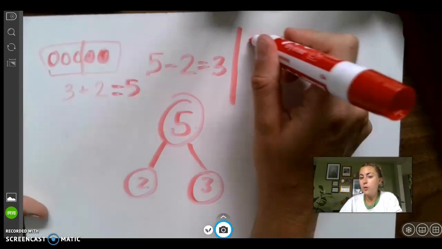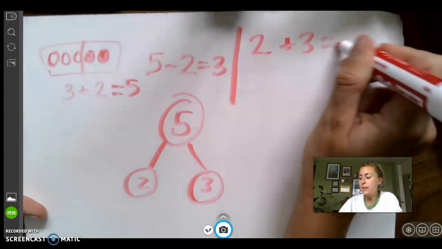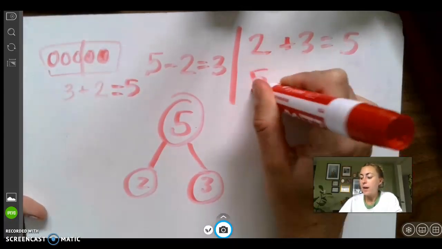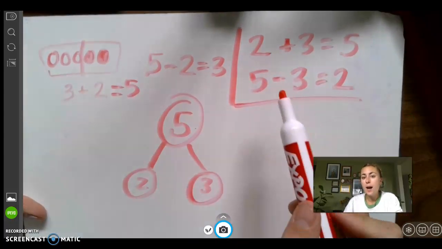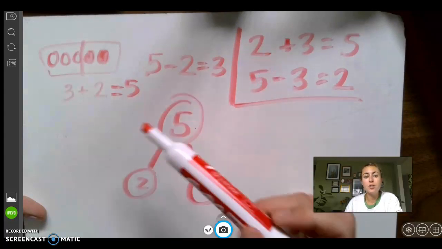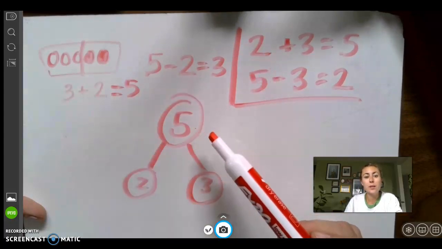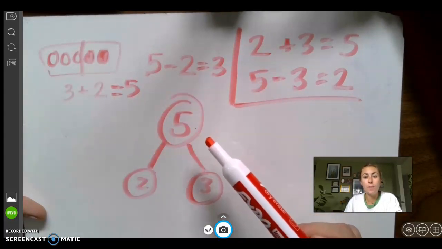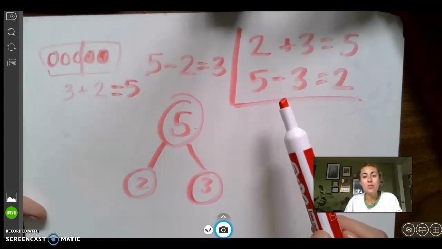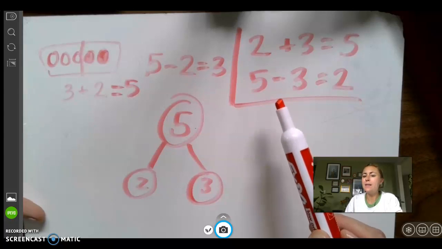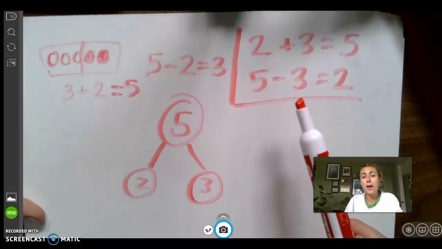Awesome. If you wrote 2 and 3 is the same as 5, and 5 take away 3 is the same as 2, then you were correct. Now we have our 4 equations that match these 3 numbers, and we can see the relationship between all of them. Now we were adding and subtracting like units. Were we adding tens or ones? That's right, we were adding ones and subtracting ones.